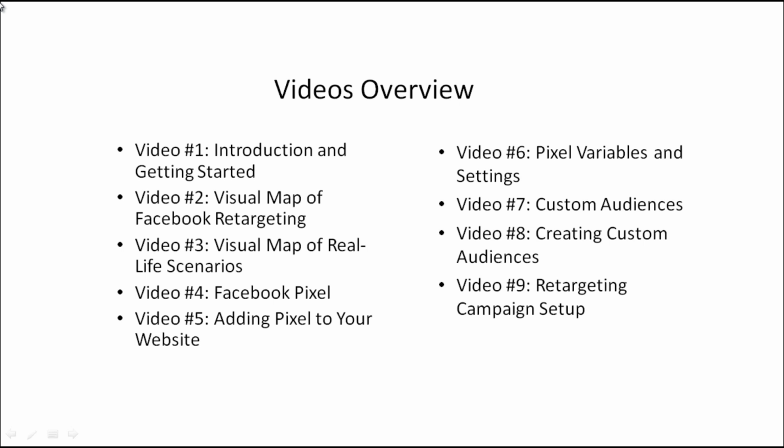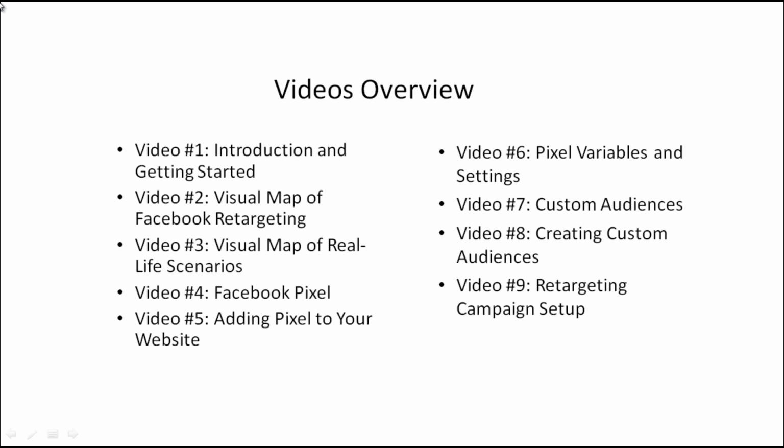Video number 3 will talk about the visual mind map of real life scenarios. By giving you some real life examples, what this does is it enables your mind to start moving, start jogging with ideas so that you can pick and choose which one you want to go with, and that you begin to understand the whole process of Facebook retargeting. Number 4, we'll talk about the Facebook Pixel, what it is, why it's important, and how you can use it. Video number 5, we'll talk about adding the Pixel to your website, whether you're using WordPress or ClickFunnels, Leadpages, or any other landing page builder.